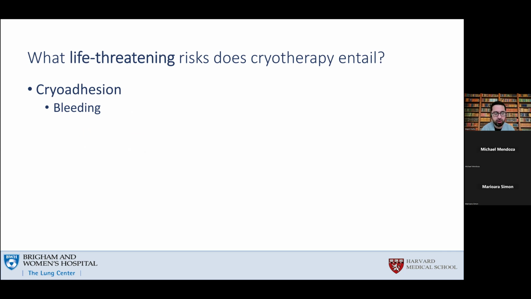So first, cryotherapy. Well, if you're doing cryoadhesion, stick and pull, you could cause major bleeding. If it's a friable tumor that you're trying to debulk through cryoadhesion, it's quite possible you may end up with massive bleeding. That's one life-threatening risk.